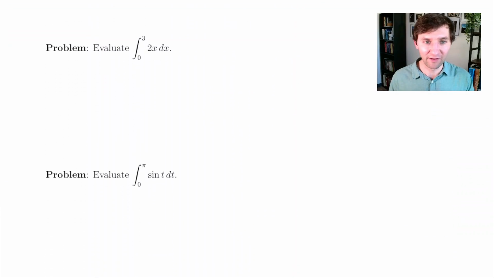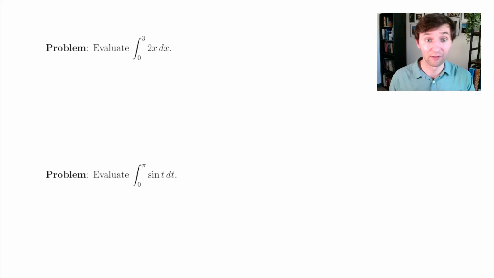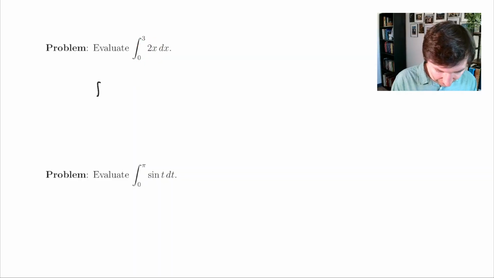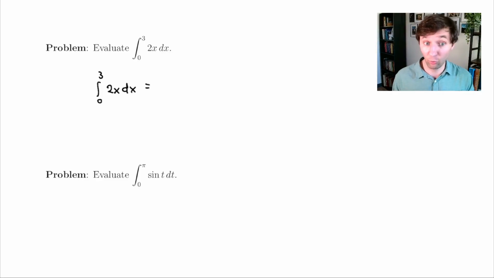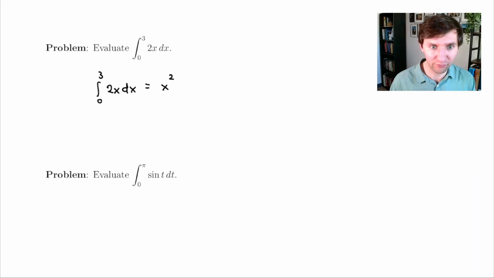Let's use the fundamental theorem of calculus to evaluate this integral. I can use the fundamental theorem of calculus here because 2x is a continuous function on the interval from 0 to 3. To evaluate this definite integral, I must find an antiderivative of 2x. I know one such antiderivative. X squared is an antiderivative of 2x.